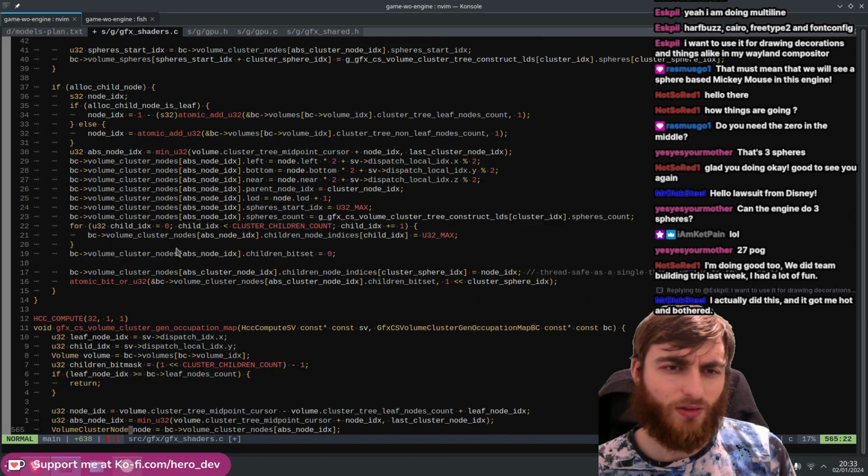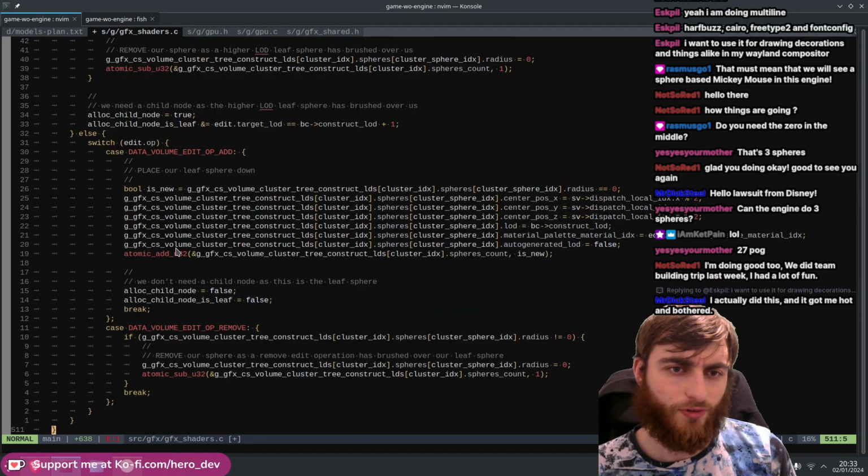Did we allocate any spheres in the previous shaders? We must have done, right? Right here.